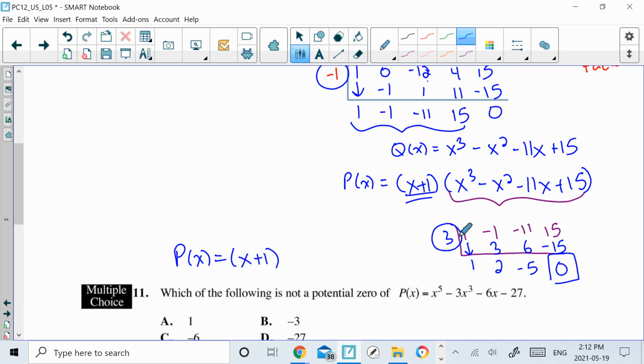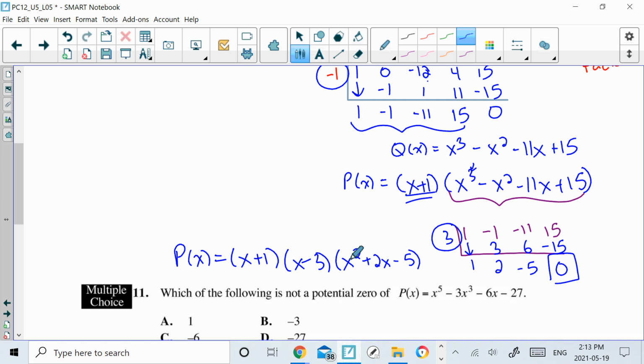Now I could do the factor that gives me a root of 3, so that would be x minus 3. Now I would write this. That would be, this is my quotient. Remember that this was a third degree, so this quotient is going to be a second degree. X squared plus 2x minus 5.